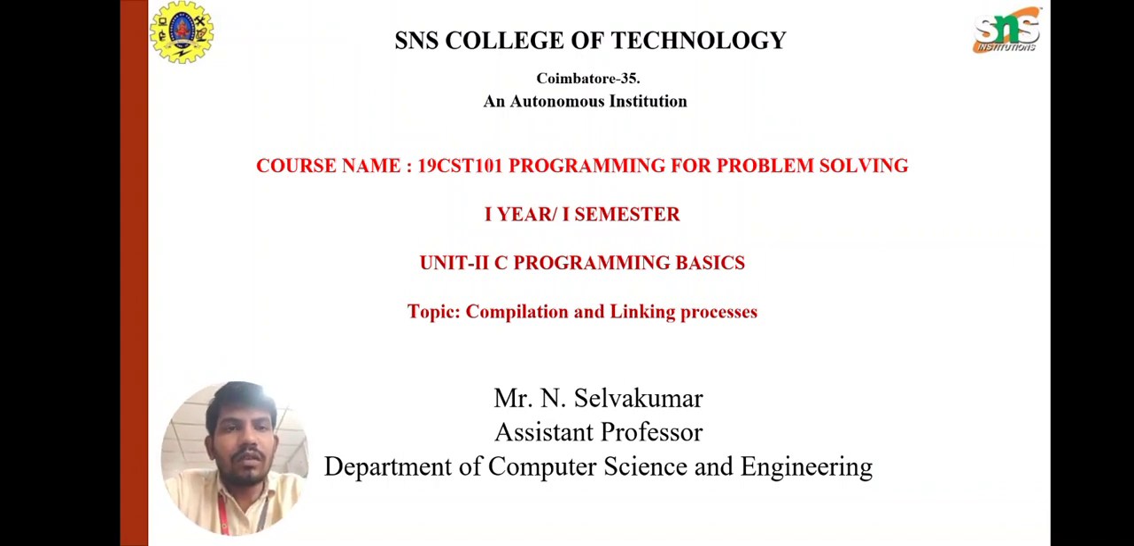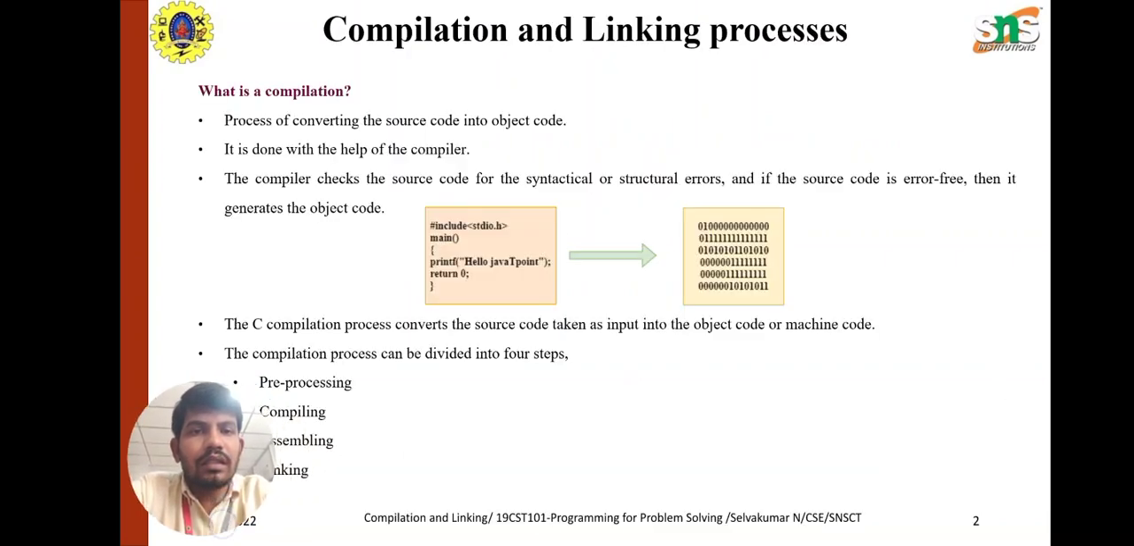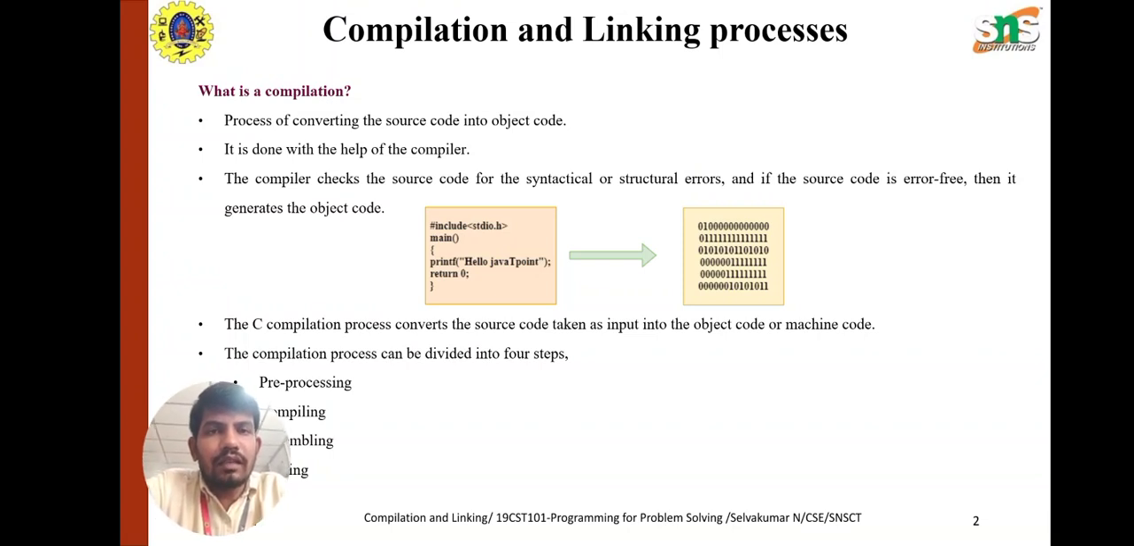Now I'm going to talk about the compilation and linking process in the C programming language. So what is compilation? It is the process of converting the source code into object code, and it is done with the help of the compiler.